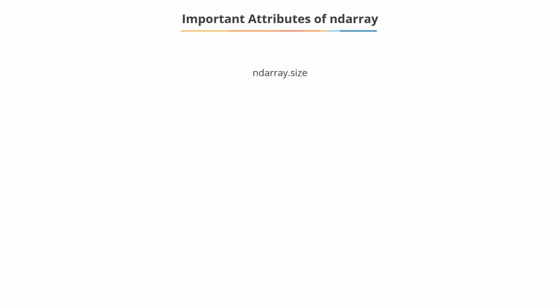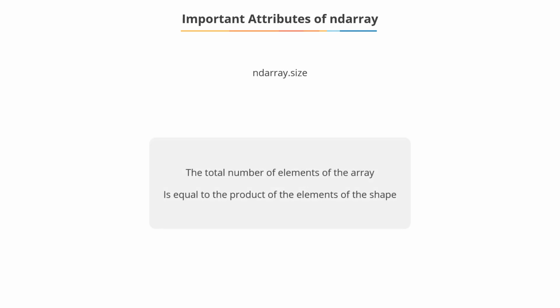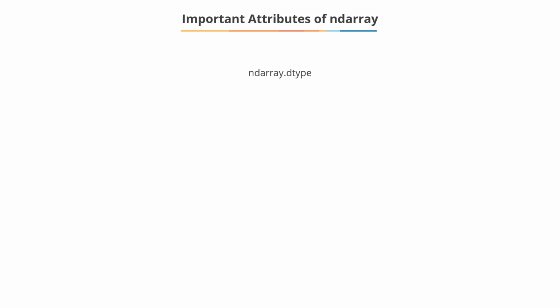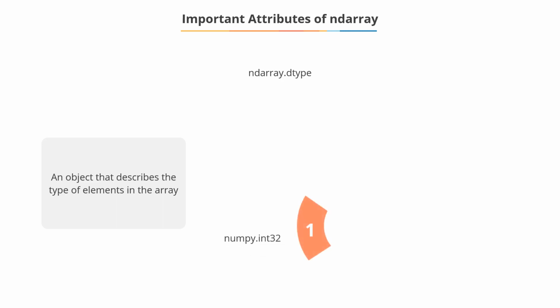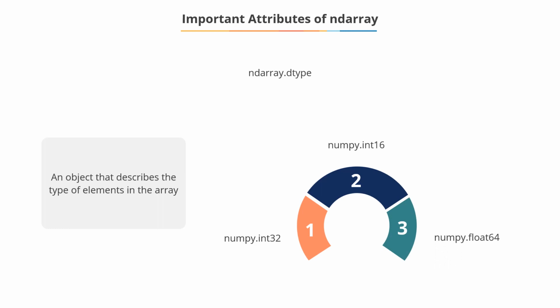ndarray.size: the total number of elements of the array. It is equal to the product of the elements of the shape. ndarray.dtype: an object that describes the type of elements in the array. We can use standard Python types for this. In addition, NumPy provides types of its own like numpy.int32, numpy.int16, and numpy.float64.